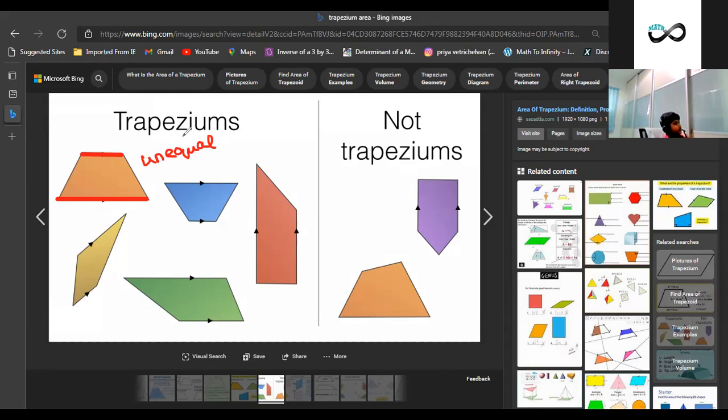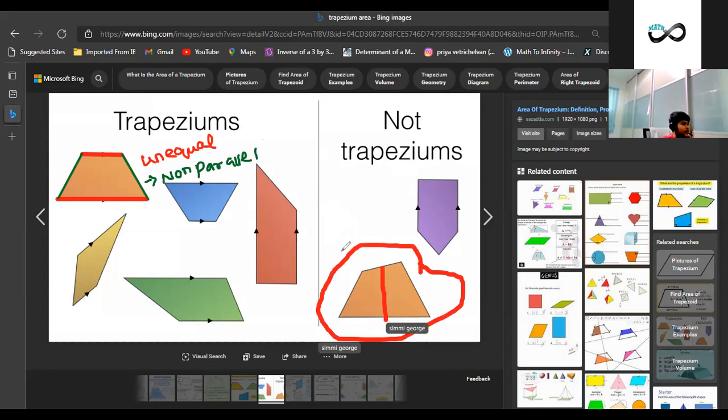Similarly, if you look at these two sides, the left-hand side and right-hand side, they are non-parallel. Over here it says not a trapezium, right? So why is this not a trapezium? It doesn't have equal length, but the thing is they are not parallel lines.